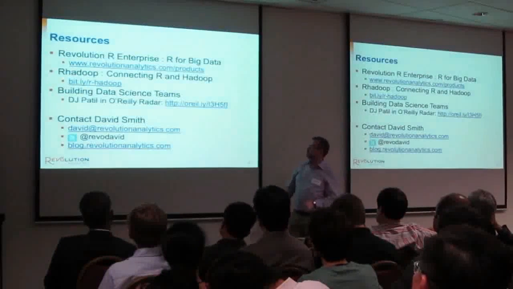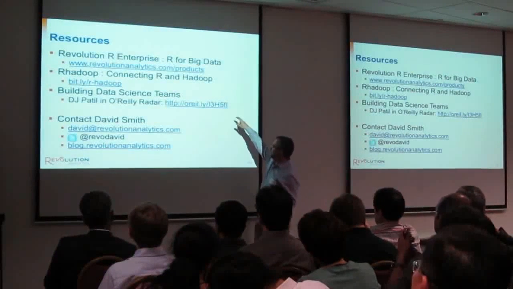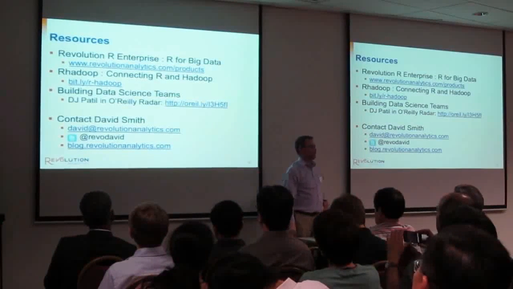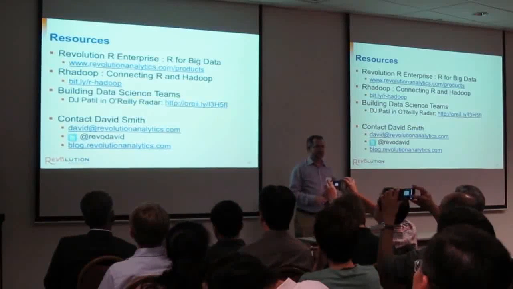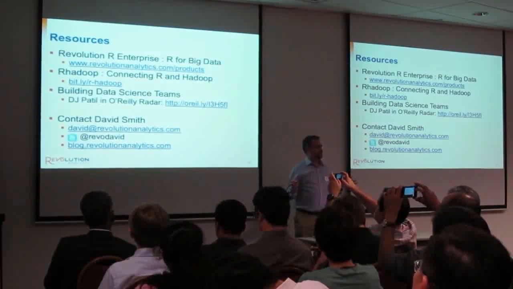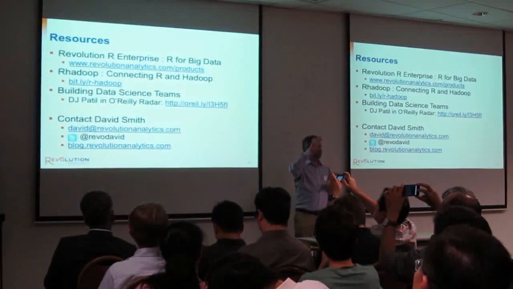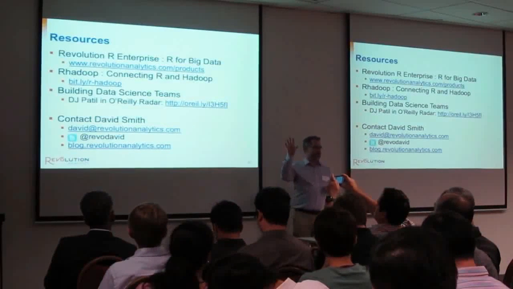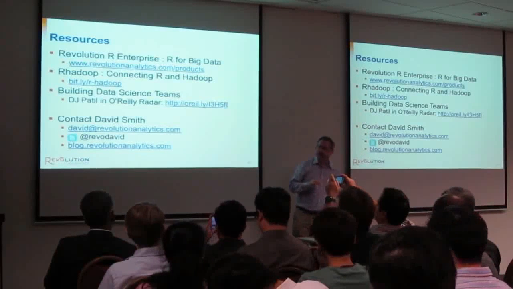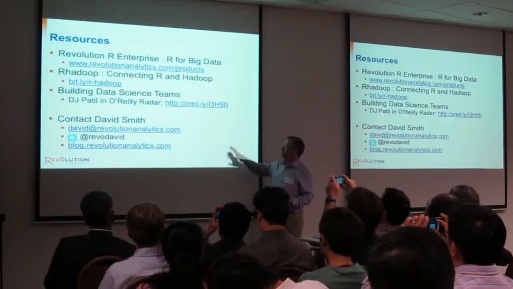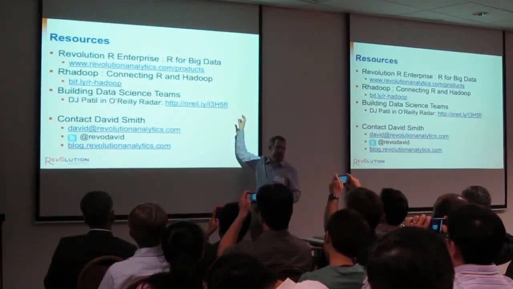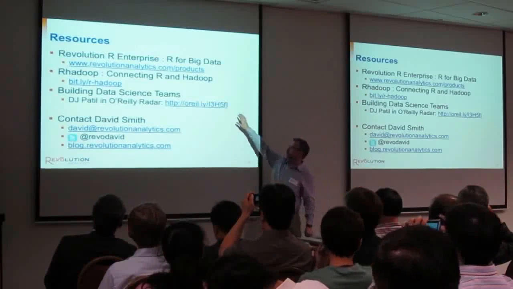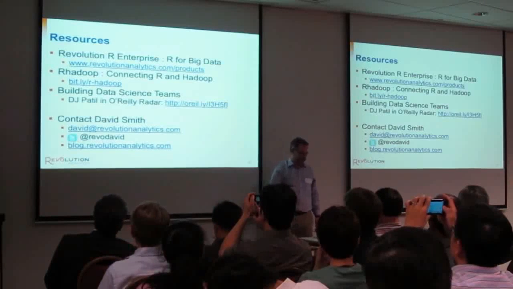I'll leave you with a few resources of things I've mentioned during the talk. I didn't mention this one, but it's a great paper: DJ Patel at O'Reilly Radar, Building Data Science Teams. I don't think there are many individuals out there that have this combination of those three skills I was talking about: substantive expertise, machine learning, and computer science, statistics and computer science. But you can put those people together in teams that have some of those skills and put together a great system that way. DJ's got a great paper explaining how to do that right there.